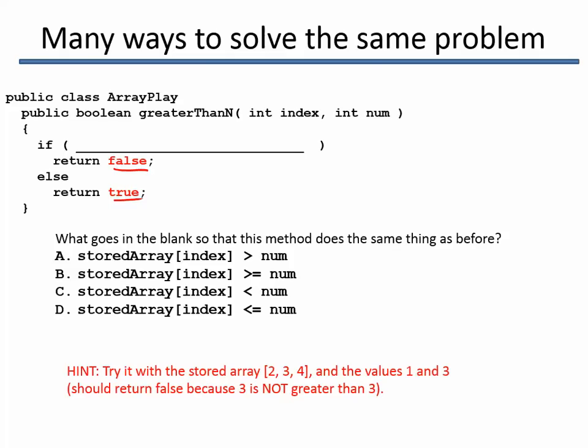such that this method does the exact same thing as before? In other words, it returns true if stored array index is greater than num, strictly greater than num, and false otherwise. So take a minute to think about that.